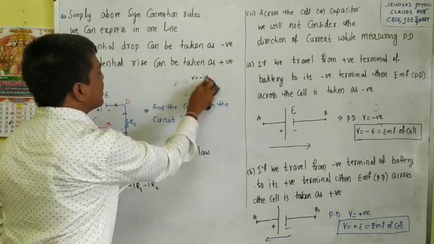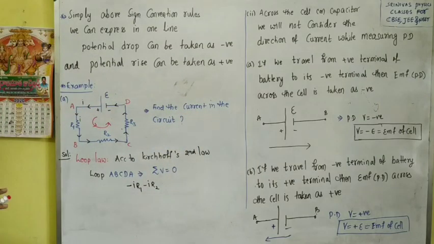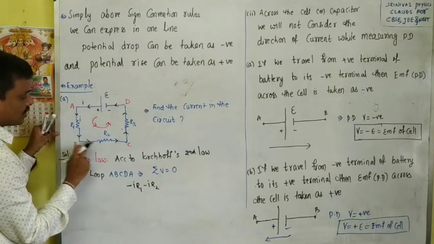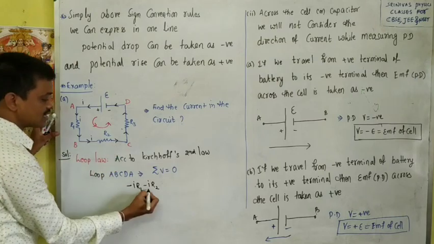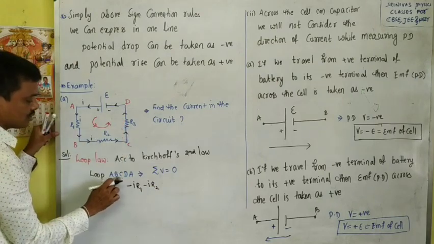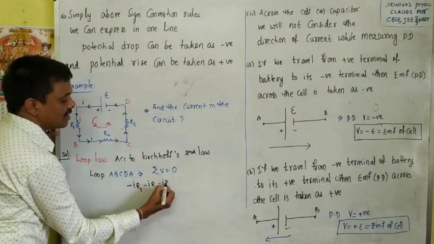In the coming classes we will use this totally, that's why I am explaining very slowly. And next, B to C, I am traveling in the direction of the current, so we take it as negative, minus IR2. B to C is completed. Next, C to D. C to D also, I am traveling in the direction of the current, so minus IR3.